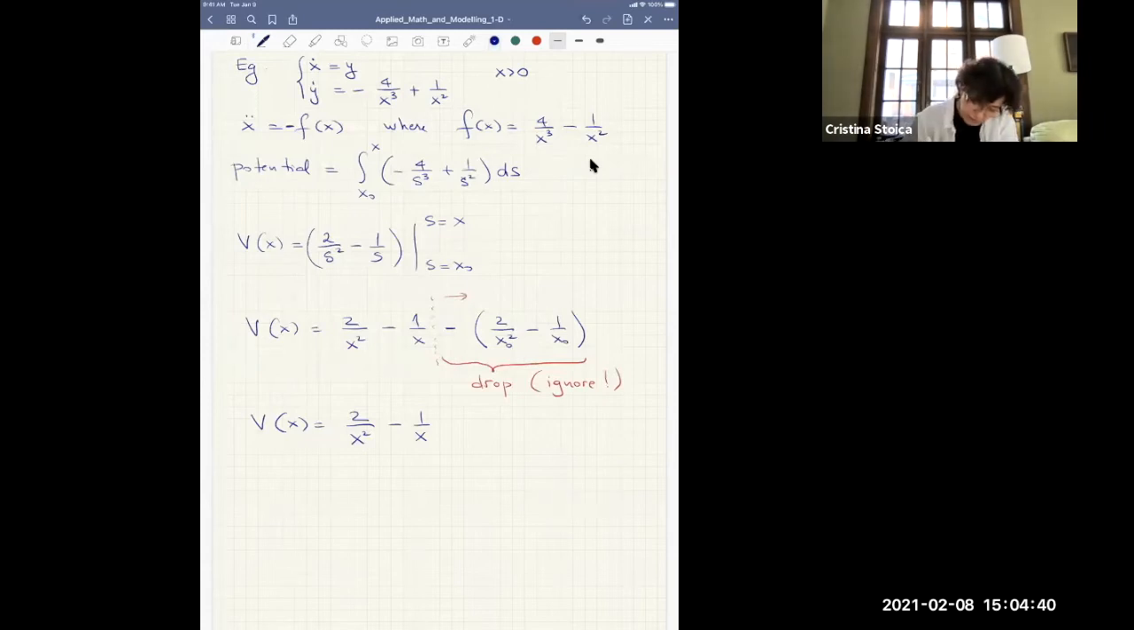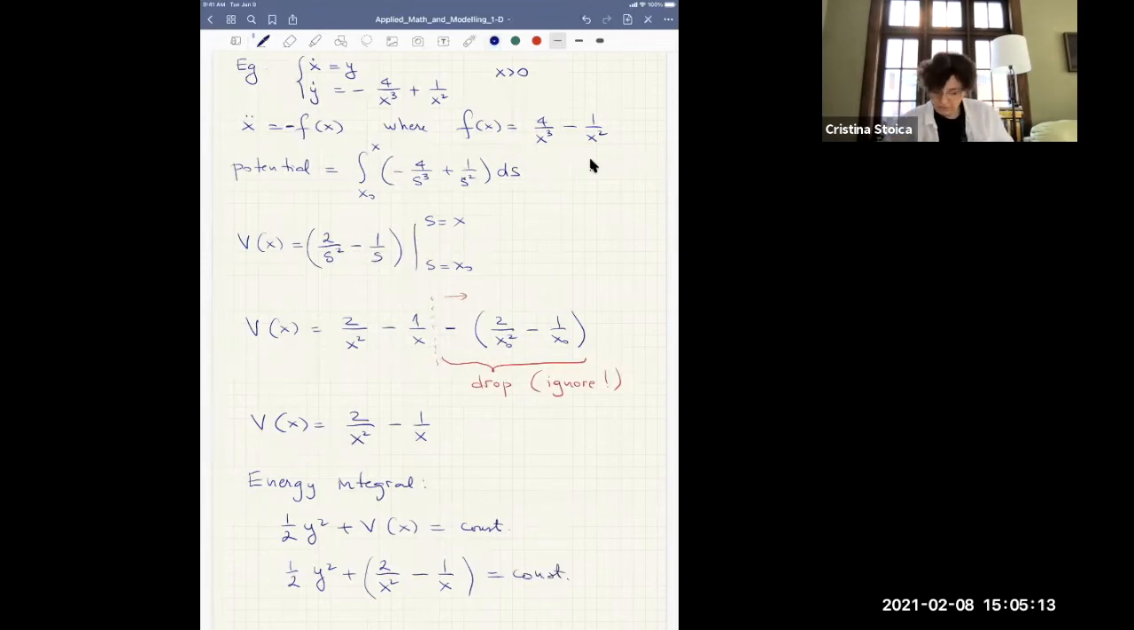Okay, so if I want to write the conservation of energy, the integral, right? Energy integral, that's how we should call it actually. It would be 1 over 2 y squared plus V of x equals constant, okay? So in this case it is 1 over 2 y squared plus 2 over x squared minus 1 over x equals constant. Okay, that's one thing to do.